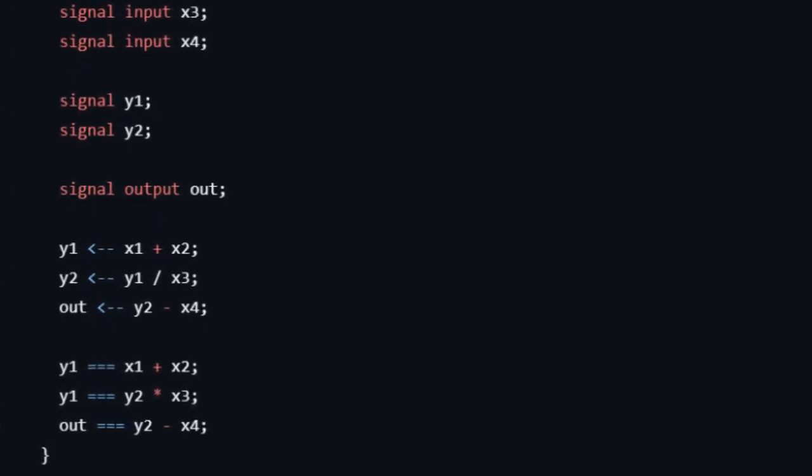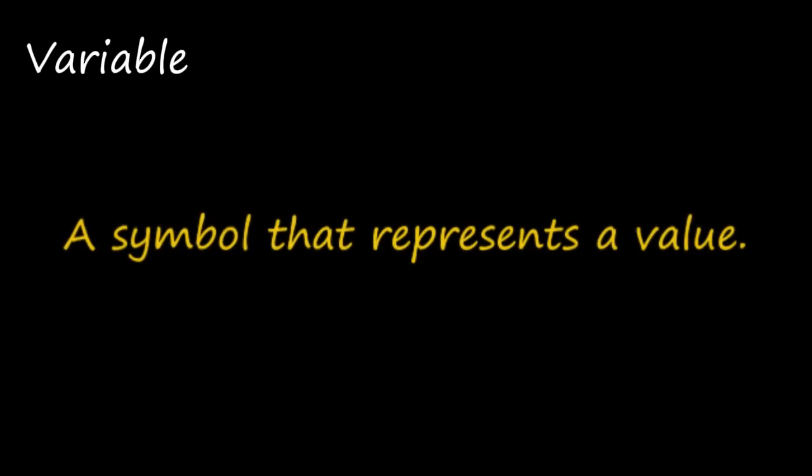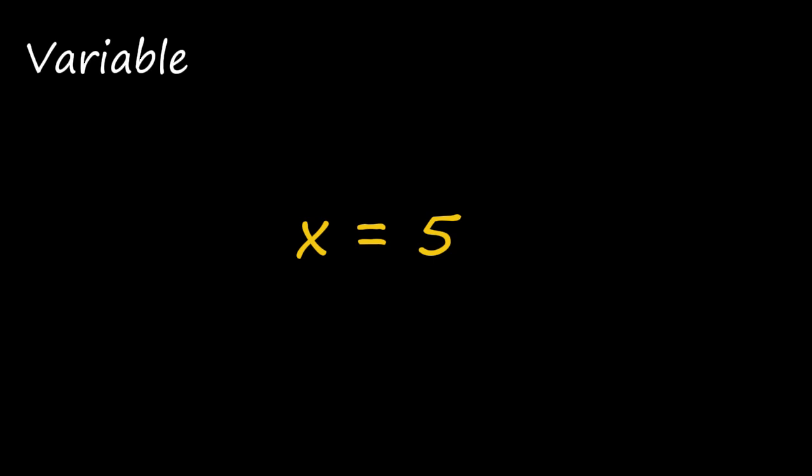So before we learn about modular arithmetic, finite fields, or cryptographic protocols, we first need to understand the language mathematics uses to describe problems. Let's start with variables. A variable is simply a symbol that represents a value. Usually, we use letters such as x, y, or z. For example, x equals 5. Here, x is a variable and its value is 5.